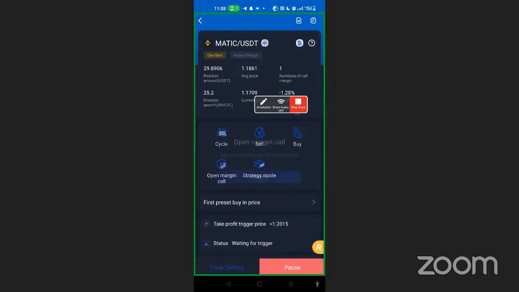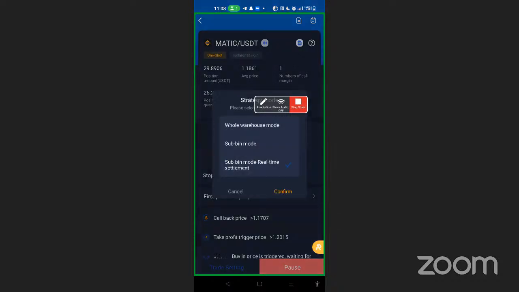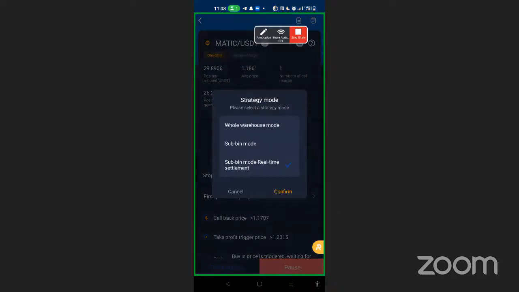Let's go to opening up margin calls. This just means you want your robot to buy more according to the settings you did. Now let me go to strategy mode. There are 3 strategies in Royalq.